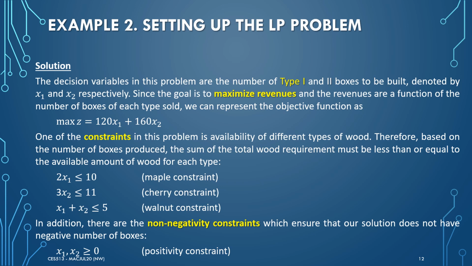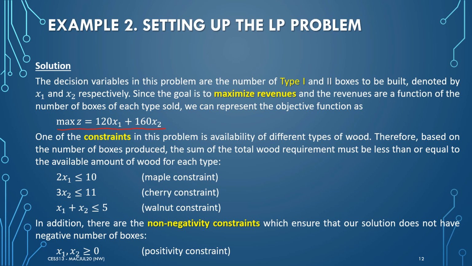Okay, the solution for example 2. The decision variables in this problem are the number of type 1 and type 2 boxes to be built. They are denoted by x1 and x2 respectively. Since the goal is to maximize the revenues, and these revenues are a function of the number of boxes of each type sold, we can represent the objective function as maximum Z equal to 120 x1 plus 160 x2.